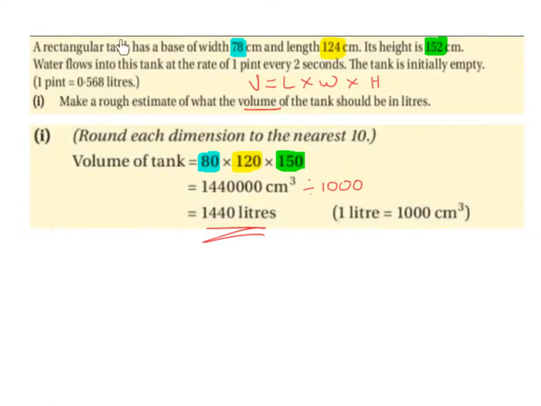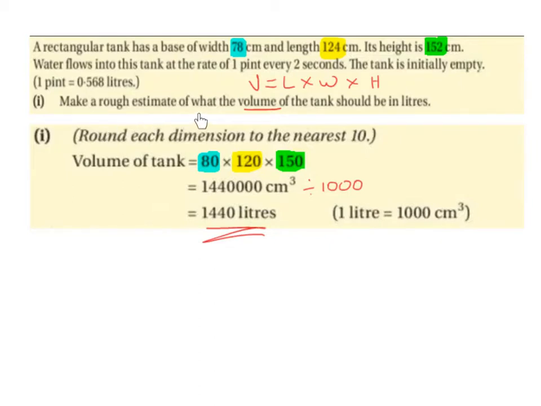A rectangular tank has a base of width 78 centimetres and a length of 124 centimetres. Its height is 152 centimetres. Water flows into this tank at the rate of 1 pint every 2 seconds. The tank is initially empty. So 1 pint is equal to 0.568 litres. Part 1. Make a rough estimate of what the volume of the tank should be in litres.